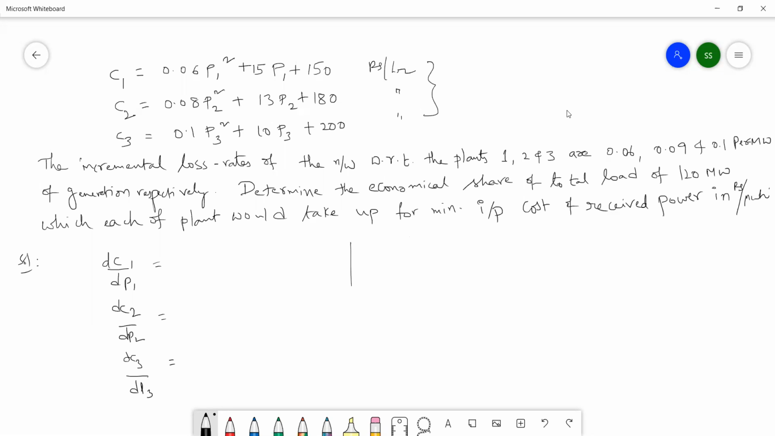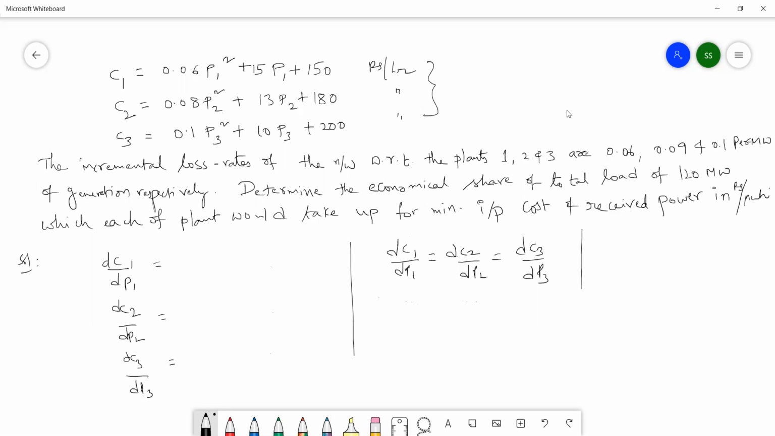Now we know the condition for economical scheduling is our coordination equation, dC1 by dP1 equal to dC2 by dP2 equal to dC3 by dP3, right? So by using this equation you can equate all these three equations, and from 1 and 2 you can find P1 in terms of P2, and you can equate another two equations. So from these two equations, you can calculate P1, P2, P3 separately.